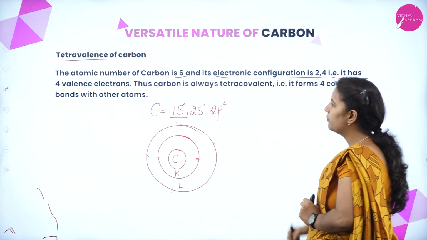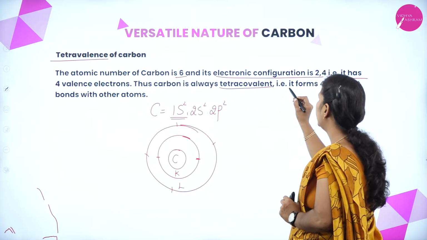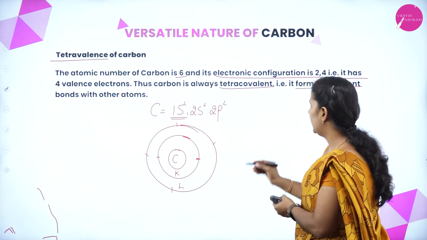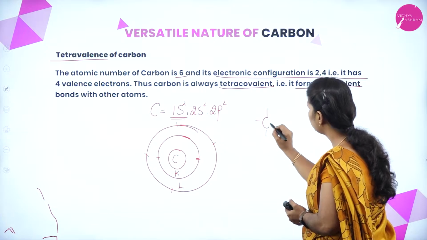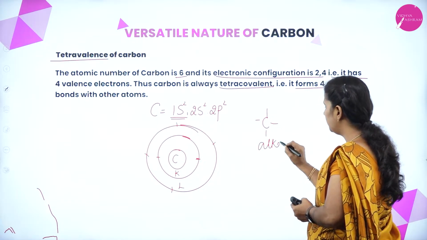Okay. The atomic number of the carbon is 6 and the electronic configuration is 2, 4. That is, it has 4 valence electrons. Thus, the carbon is tetravalent. That is, it forms 4 covalent bonds with the other atom. So, you can see that this is a carbon having a 4 valency and this is an alkane.